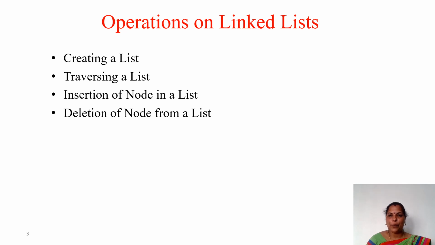These are some of the basic operations we can perform in a linked list. In addition to this, we can perform more operations like concatenation, sorting. Then we can use this linked list to implement stacks, queues, and many more things. But these are the four very basic operations we can perform in a linked list. In order to perform operations on a linked list, we have to create a linked list. So the first operation is creating a list.